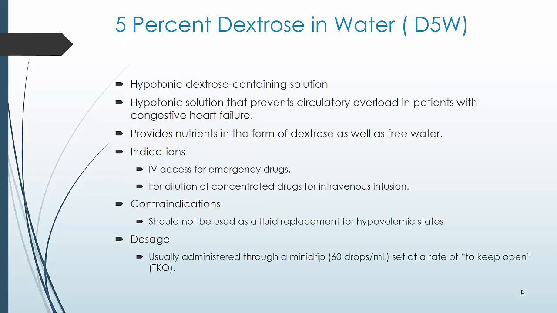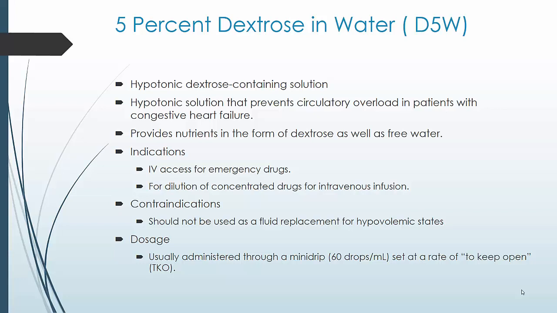So let's talk about D5W now. It is a hypotonic solution, and it's going to help prevent that circulatory overload in patients because it's going to help fluids move out of the intravascular space into the cell space. And it's also going to provide nutrients as sugar. Indications: IV access for emergency drugs and for dilution of some drugs for intravenous infusion. Contraindications: we do not use this as a fluid replacement for a hypovolemic state. That's going to hurt the patient.